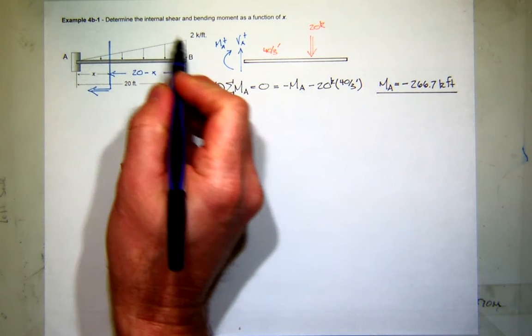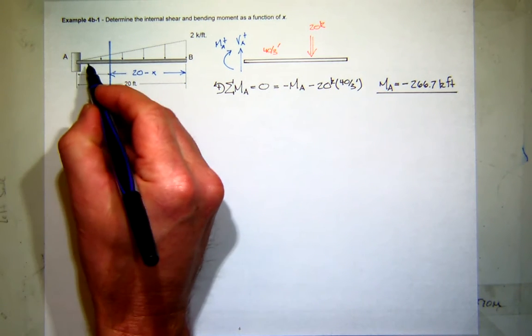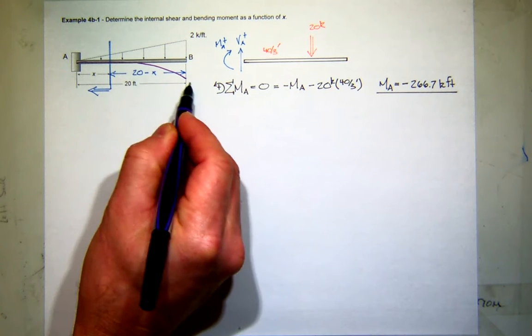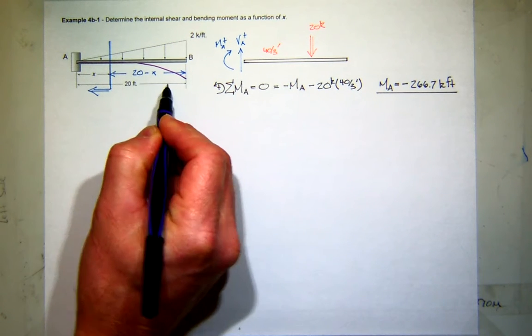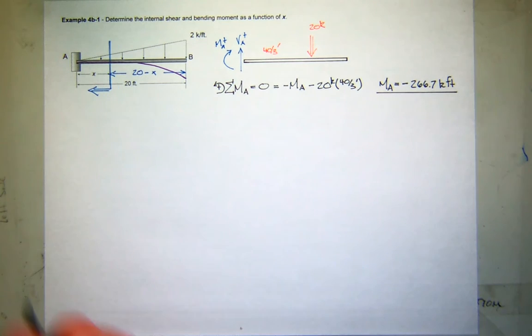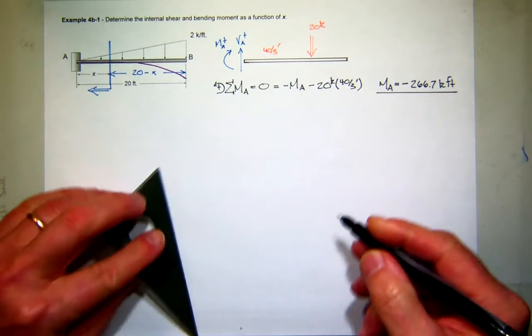So if you look at this structure, you're probably going to guess that it would deflect something like this, which is kind of a big frown. So you would expect the moment to be negative, that negative curvature. So that's good. Now what about shear?